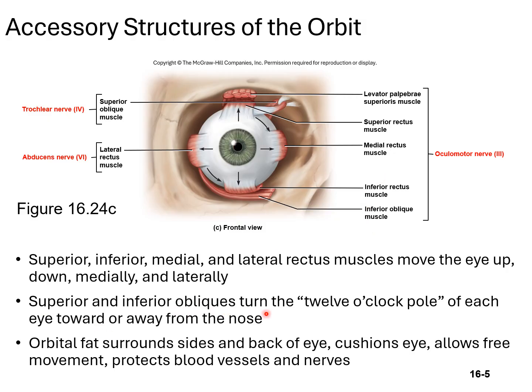Superior and inferior oblique muscles turn the 12 o'clock pole of each eye toward or away from the nose. All that means is this one goes towards the nose, this one goes away from the nose. Don't kind of think about that. And then which cranial nerve moves the eye in certain directions.